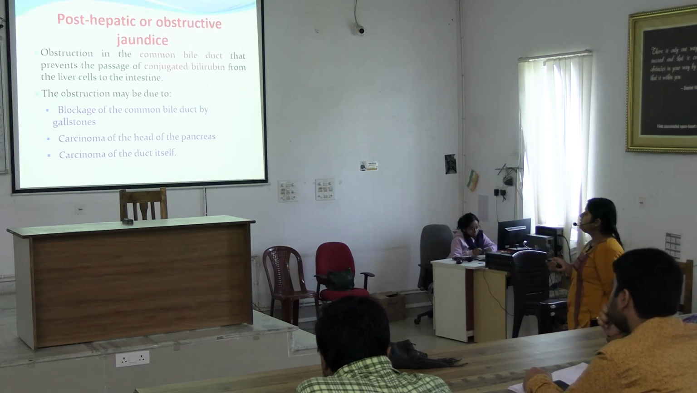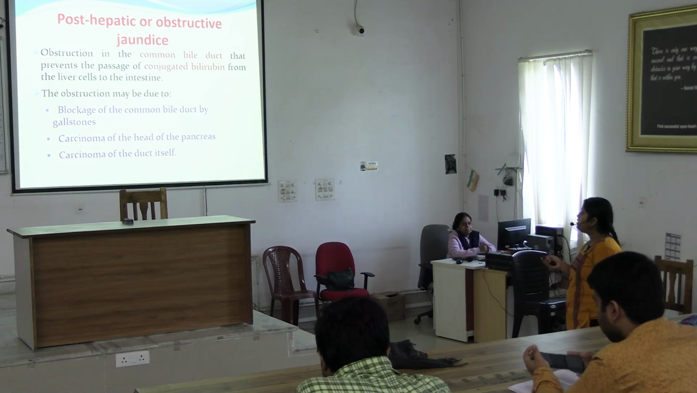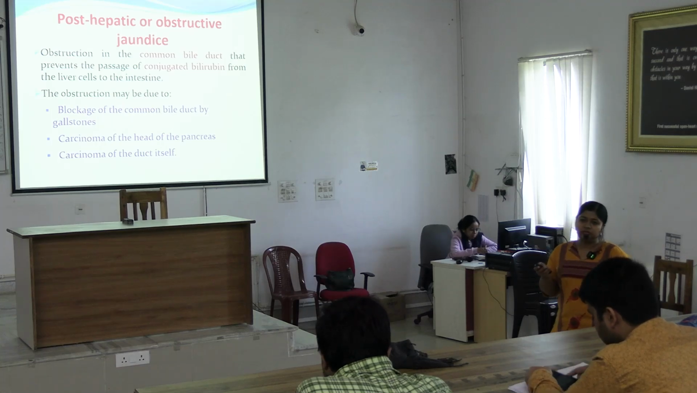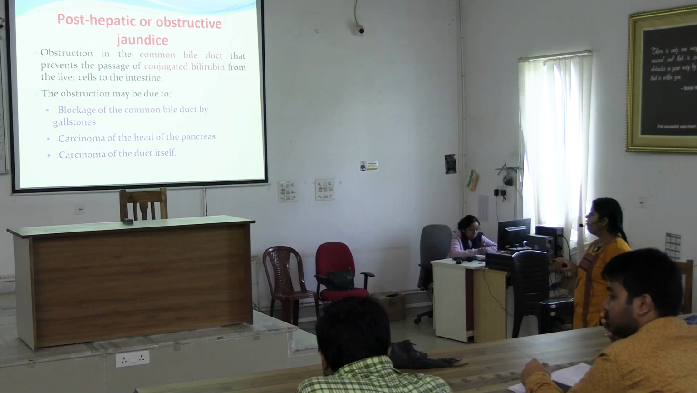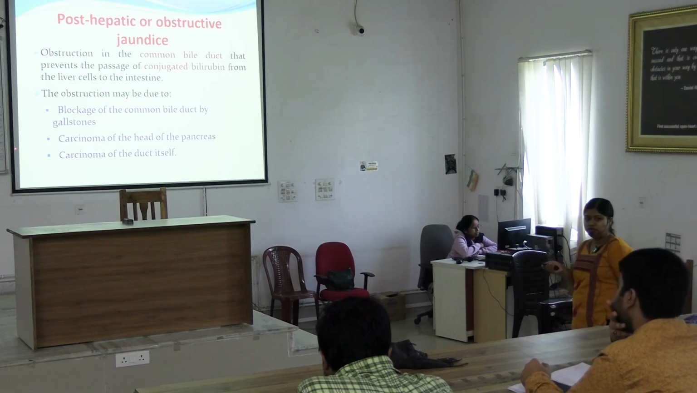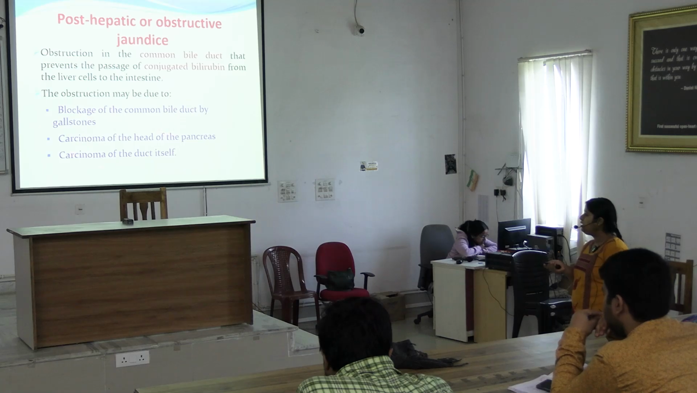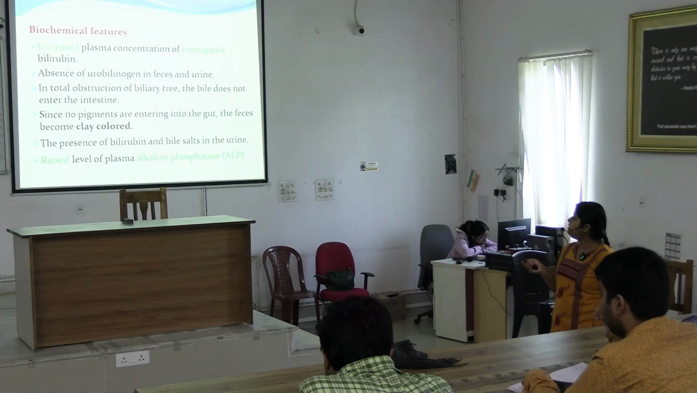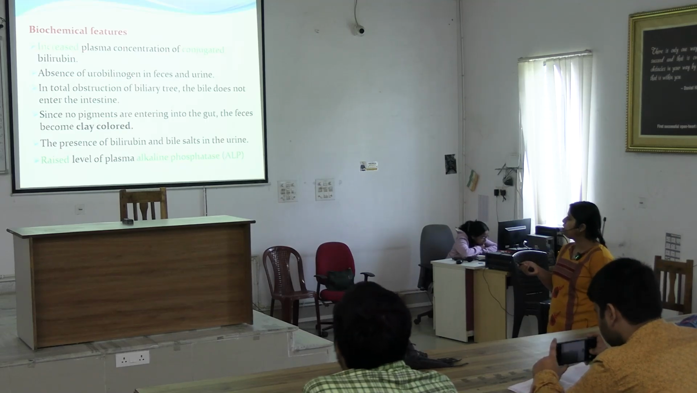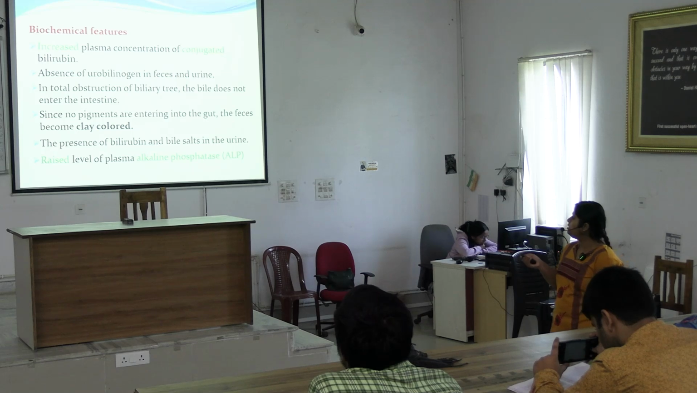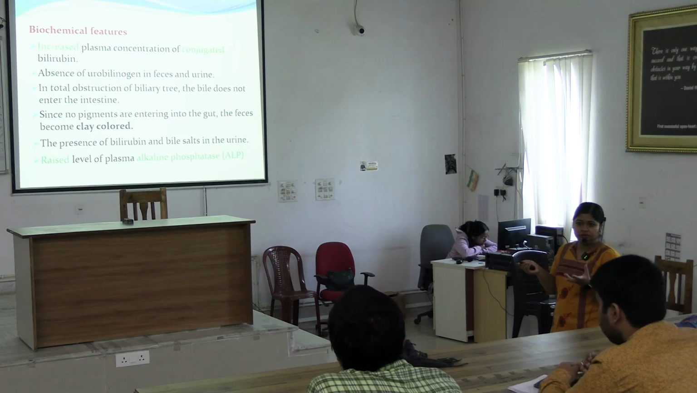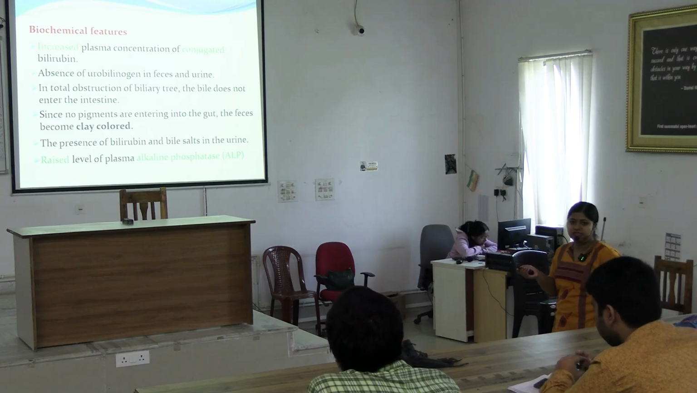Now, post-hepatic or obstructive jaundice. If there is obstruction in the common bile duct, that will prevent the passage of conjugated bilirubin from the liver cell to the intestine, leading to accumulation of conjugated bilirubin in hepatocytes. What may be the causes of obstruction? Blockage of the common bile duct by gallstones, carcinoma of the head of the pancreas, or carcinoma of the bile duct itself. Okay. So, what will be the biochemical features? Here, increased plasma concentration of conjugated bilirubin will be seen. How does this conjugated bilirubin come into plasma? By backflow. Okay. So, hepatocytes will be full of conjugated bilirubin, and it will backflow into the systemic circulation.